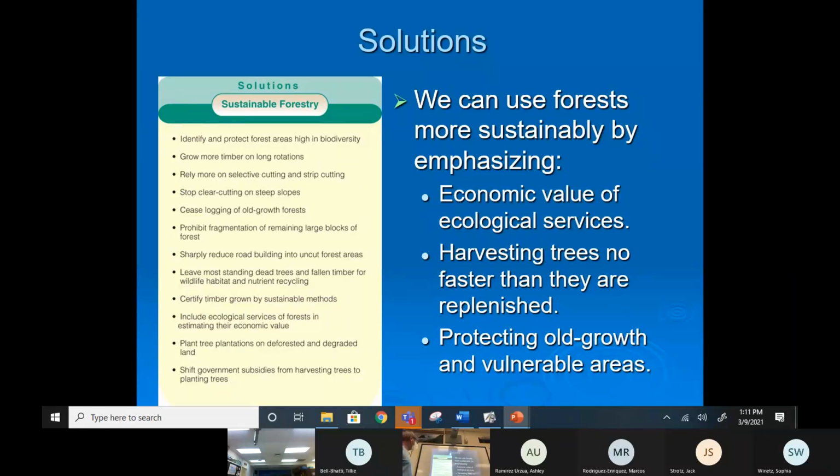So there's a bunch of things we could do, right? I'm not going to read through all of those, but of course we've got to balance preserving old growth forest with protecting areas from wildfire. In some cases, the second growth forest can be more likely to burn than the old growth.